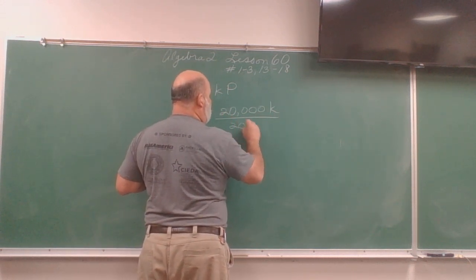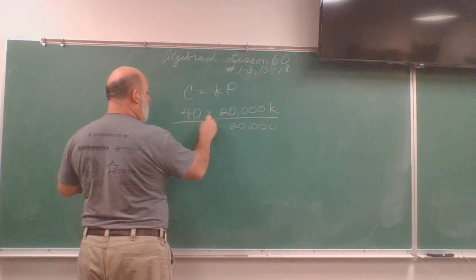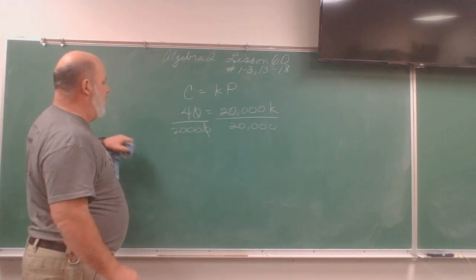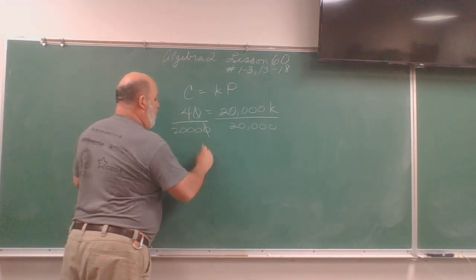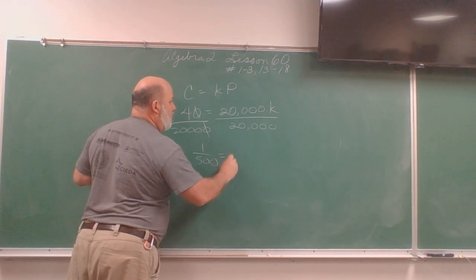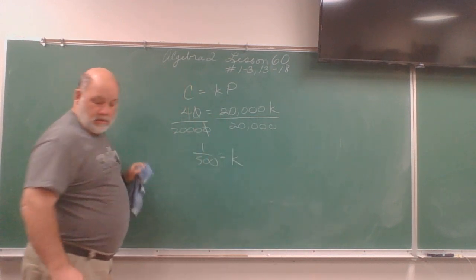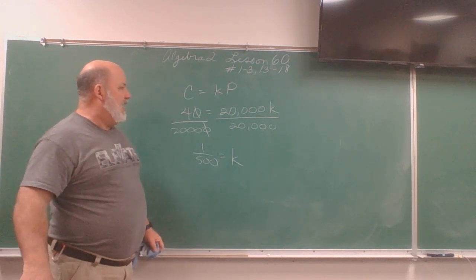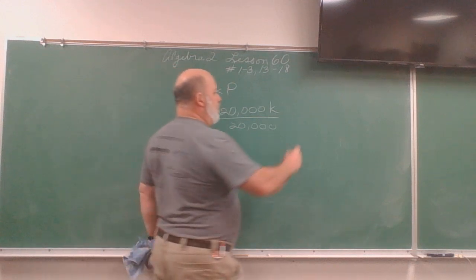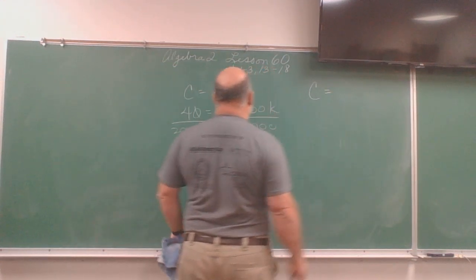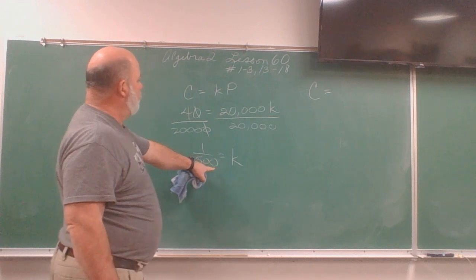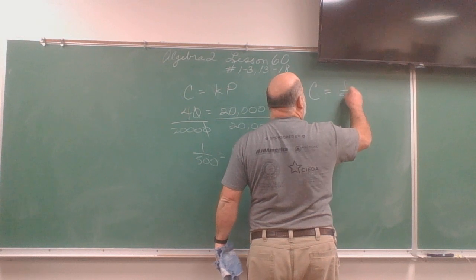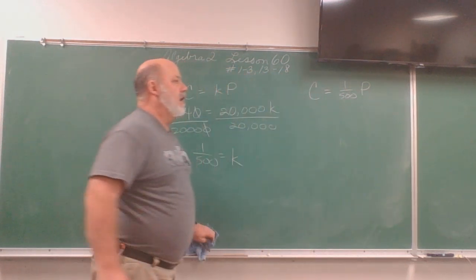Got to get K by itself. I don't like this number. Zeros cross out. 4 over 2,000. That's 2 over 1,000. That's 1 over 500. I hope that's right. Is that correct? 1/500th is correct. That is my K. So this is going to be a little goofy. The number of clowns is 1/500th of the performers.